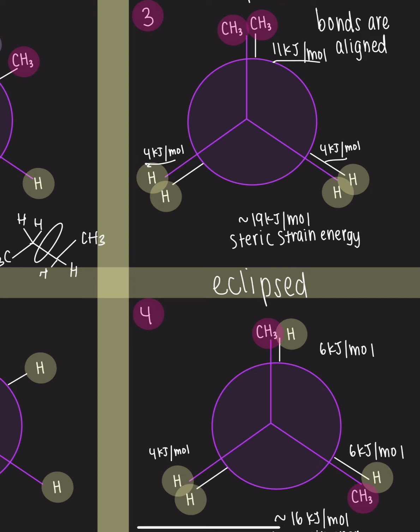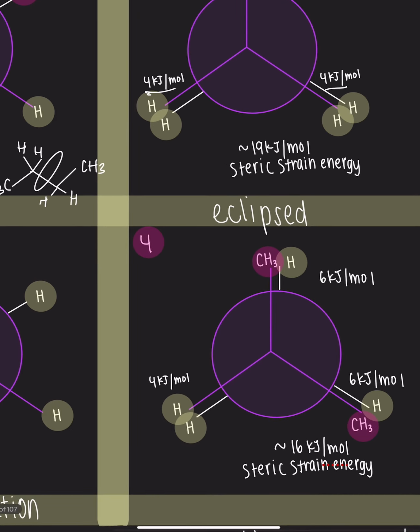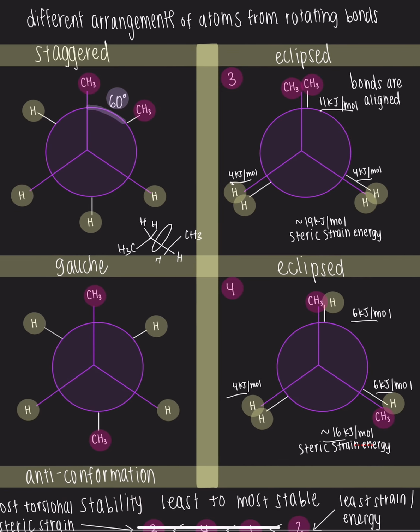A methyl plus a hydrogen is 6. Two hydrogens is 4. Again, a hydrogen and a methyl is 6. So that's 12 plus 4 is 16. So that's how I got the 16. Again, these that are staggered are going to have less energy.